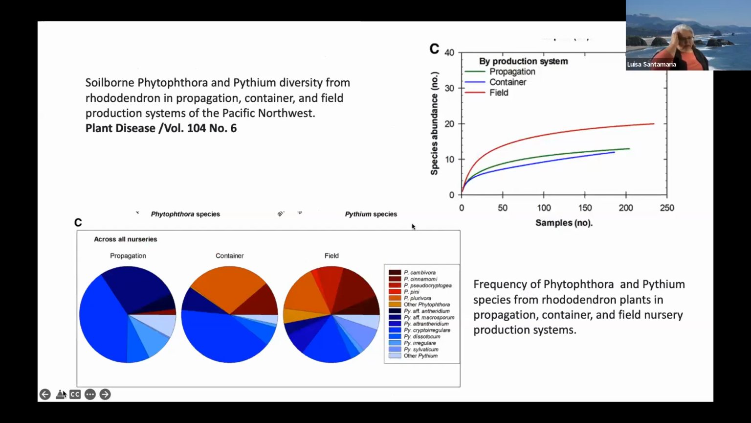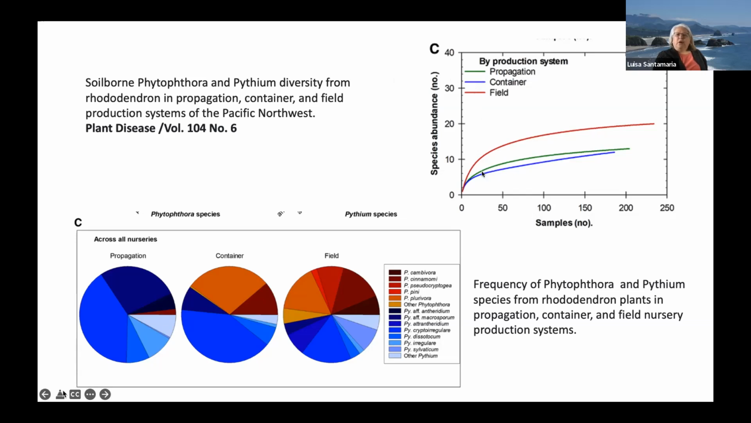Here's another graphic. Researchers are always trying to identify these pathogens. Since we work with water and we work with plants, we need both. But if we don't have good irrigation or we have over-irrigation, we are providing the conditions for these pathogens to be there. This is from a study with an evaluation. I don't know exactly the number of nurseries they sampled, but they were trying to identify the frequency of Pythium and Phytophthora in different areas of a nursery: propagation, container, and field.